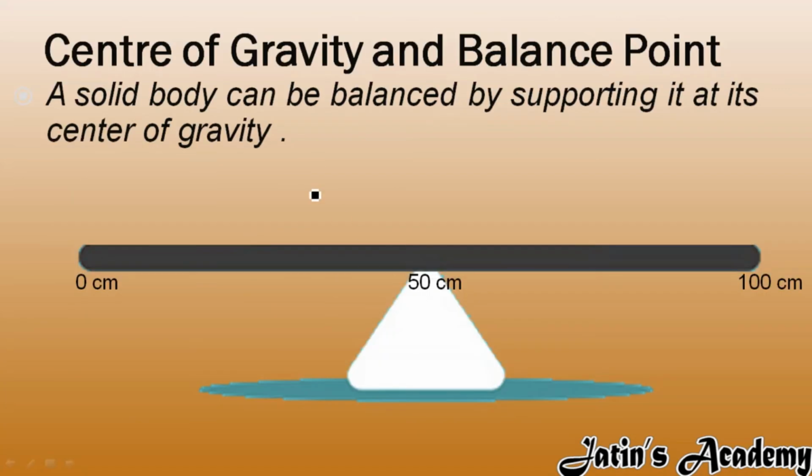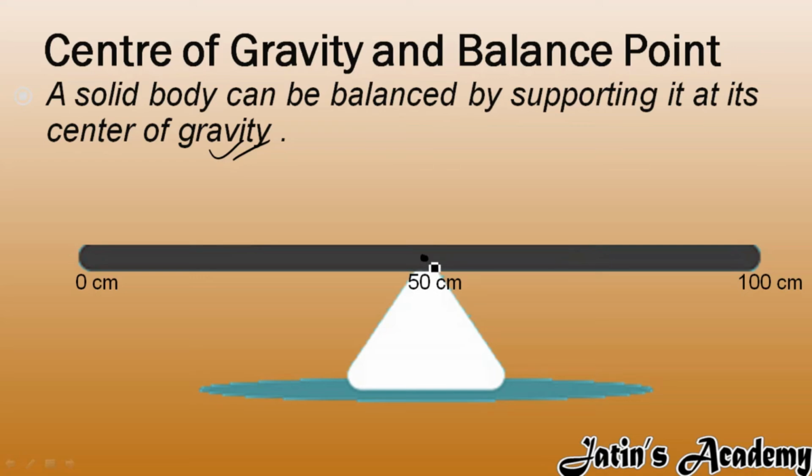Next we have center of gravity and balance point. For example, I have one meter rule. Meter rule means 100 centimeter rule. So if it is a uniform meter rule, it is balanced at its midpoint, which is 50 centimeter, for example. So a solid body can be balanced by supporting it at its center of gravity. For this regular body, this rod, the center of gravity is at the center.